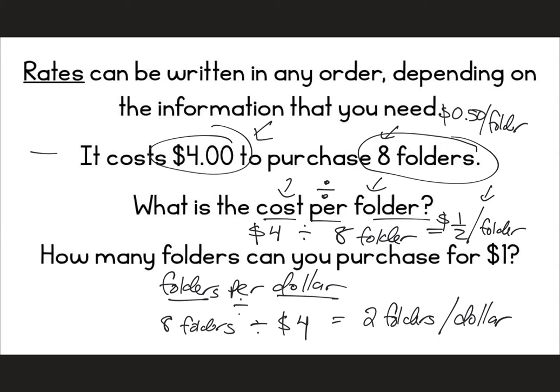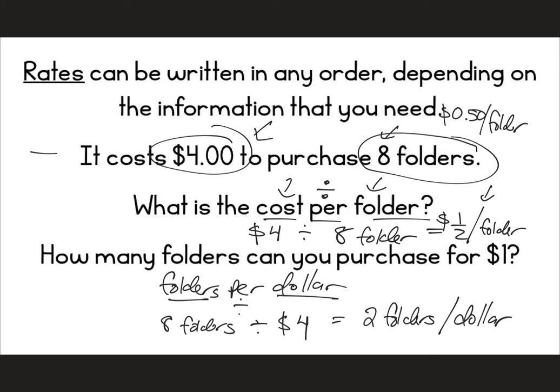Okay, so the order that it asks is how we're going to divide. If it says cost per folder, we're going to do the cost divided by the folders. If it says folders per dollar, we're going to do folders divided by dollars. And when you're dividing, does the order matter? Yes, it does.